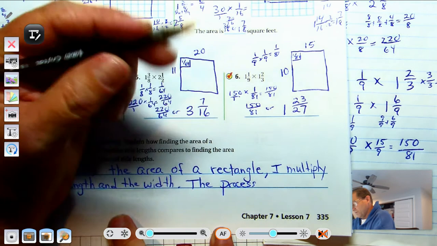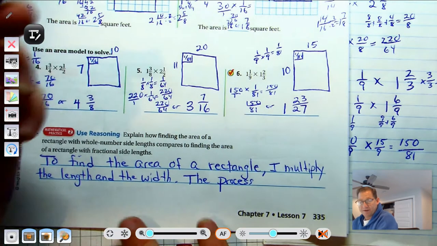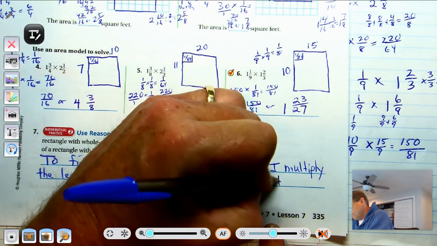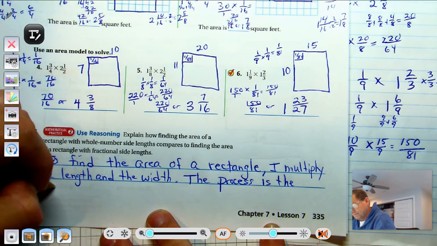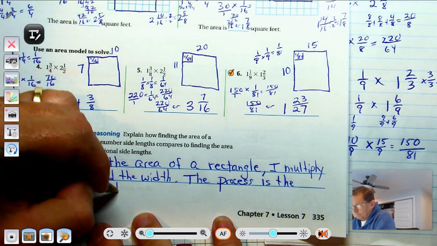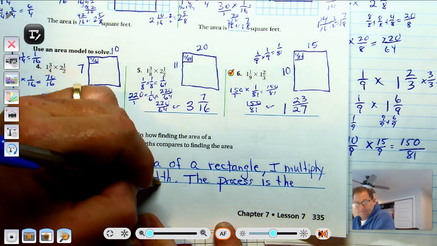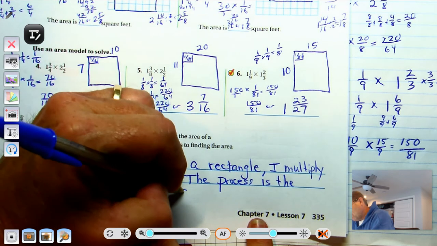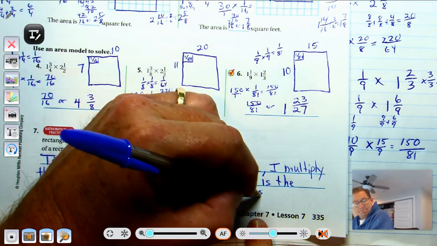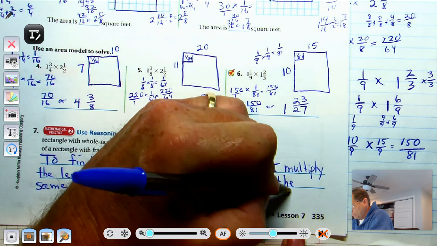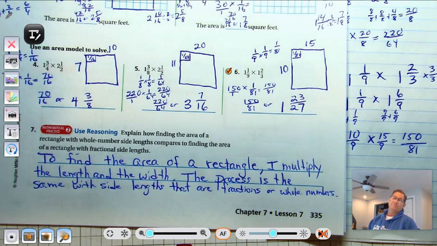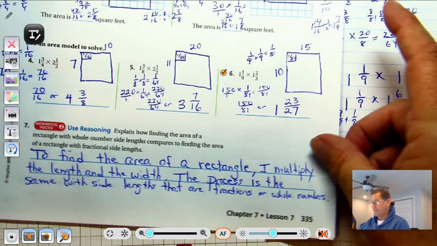So with whole numbers, I just multiply length times width. The process is going to be the same even with fractional size. Same process, fractions or whole numbers. Length times width.